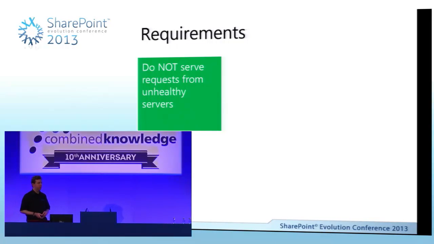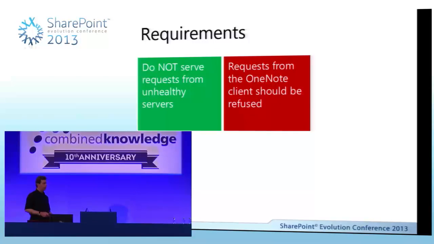And then I've made up some business requirements. I don't want requests from unhealthy servers to be dealt with by the unhealthy server. So in the case where one machine is unhealthy, I want the other 2 to take over. And I want that to be automatic with no impact to end users. I don't like OneNote. For whatever reason, we've decided that OneNote is evil and should be refused. So anything that's coming in from OneNote, we will refuse that connection.